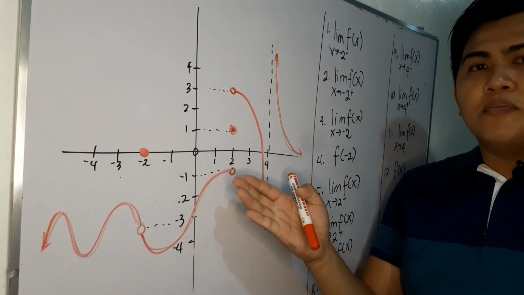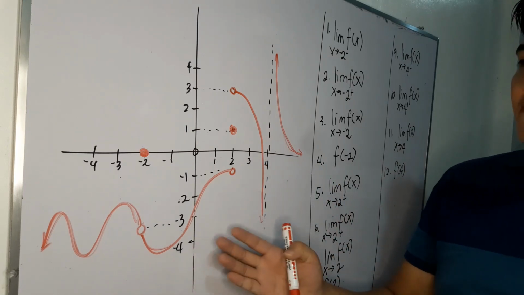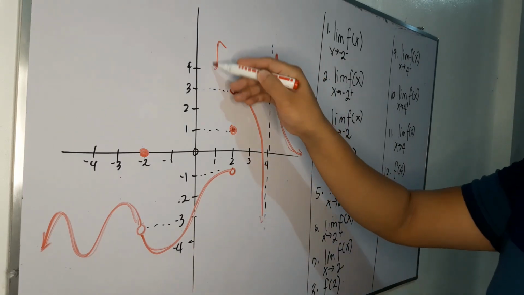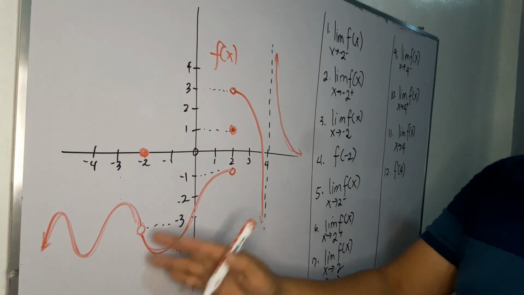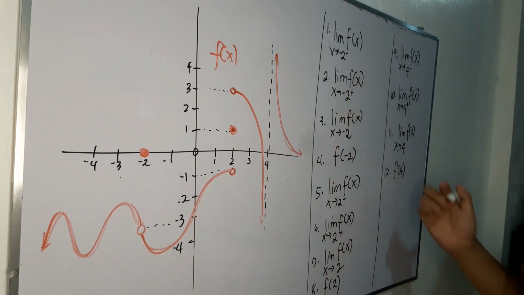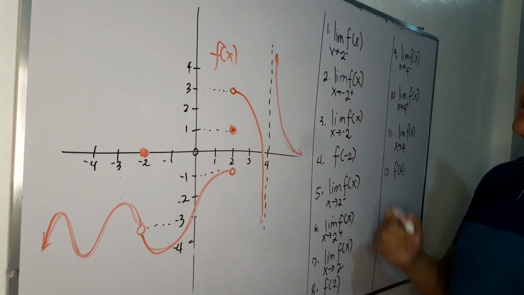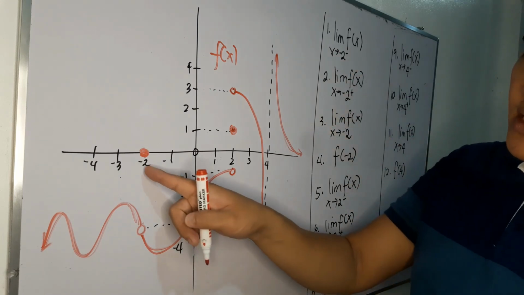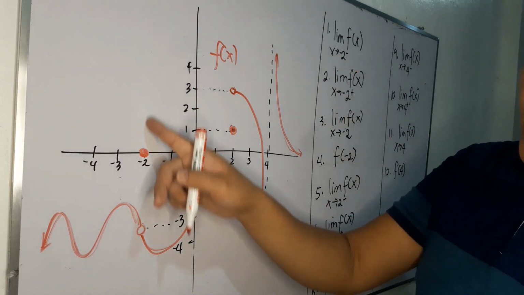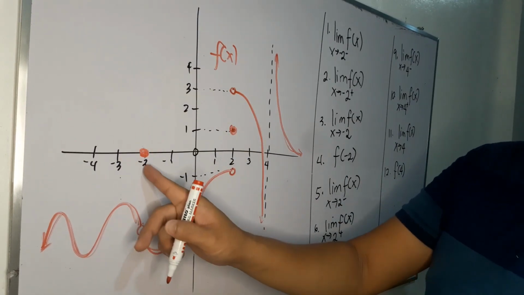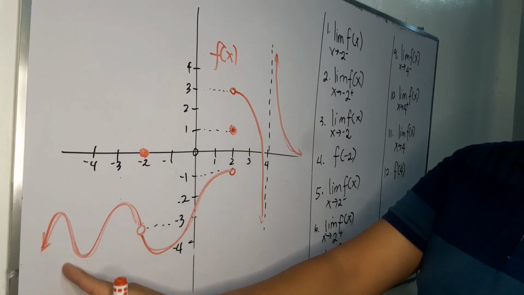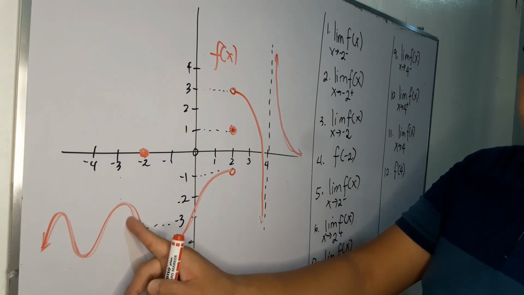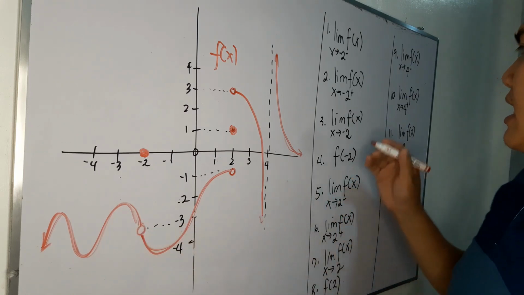Okay, another example. We have here the graph of the function f of x. And we are asked to find the following. First, the limit of the function as x approaches negative 2 from the left. Where is x equals negative 2? This one. So as we approach this value, x equals negative 2, from the left, the y value goes to negative 3.